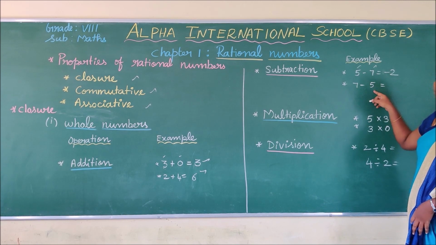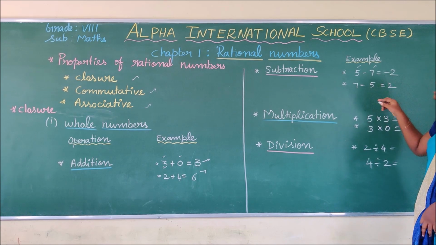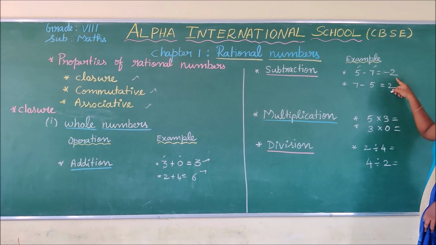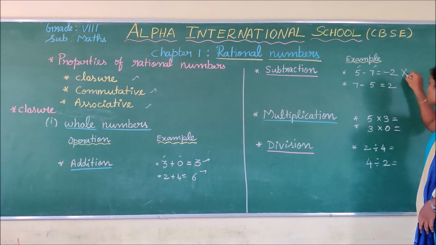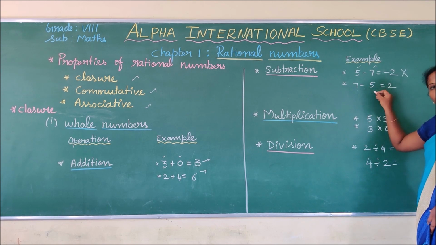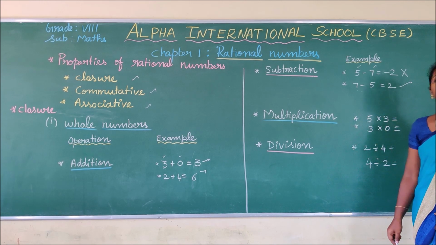The next example I am using is 7 minus 5. What is the result? 2. Look at these examples. Here I am substituting whole numbers only, but in one case I am getting the result minus 2. Minus 2 is not a whole number. In the other example, I am subtracting two whole numbers and getting the result 2. It is a whole number.